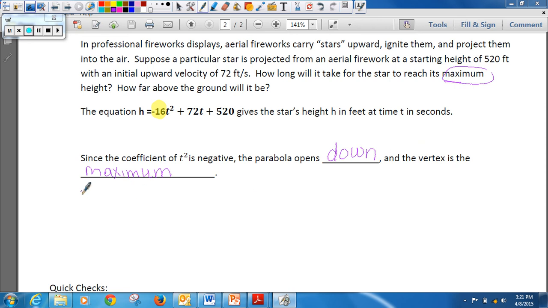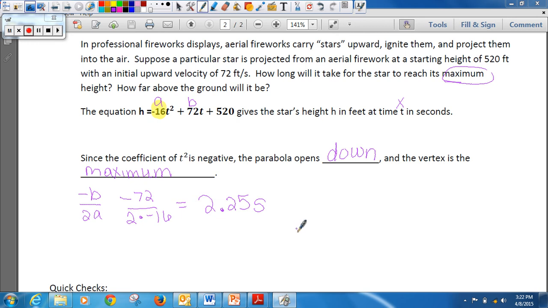So basically here we have to find the vertex. My formula is negative b over 2a. Here's a and here's b. So negative b over 2 times a. If I go ahead and work that out, that gives me 2.25, which is x. X here is actually t, which is representing time in seconds. So it will take the star 2.25 seconds to reach its maximum height.